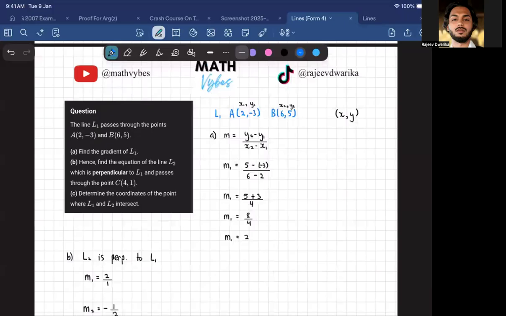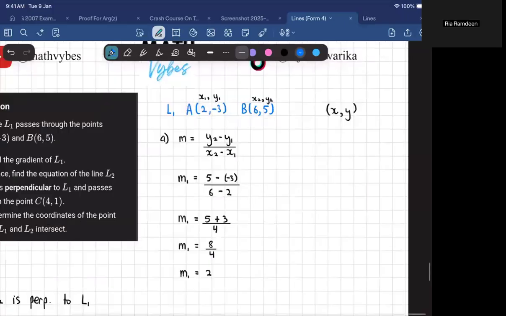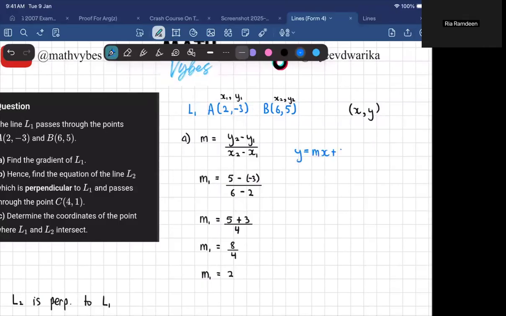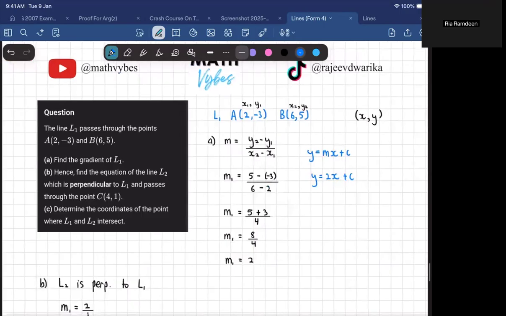Trust me, you know. Tell me, Ria, if I want to find the equation of line 1, what do I need to know? The gradient and the y-intercept. Yes, that's correct. Do I know what the gradient for line 1 is? What's the gradient? 2. Do I know what the y-intercept is though? No. Now, how do we typically find the y-intercept?